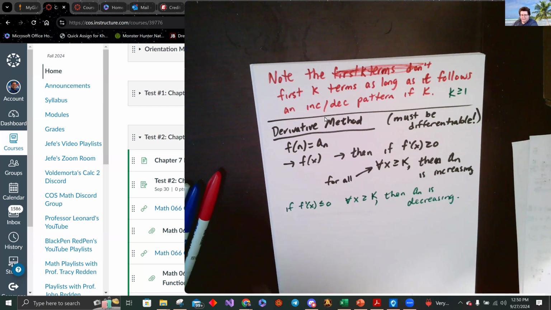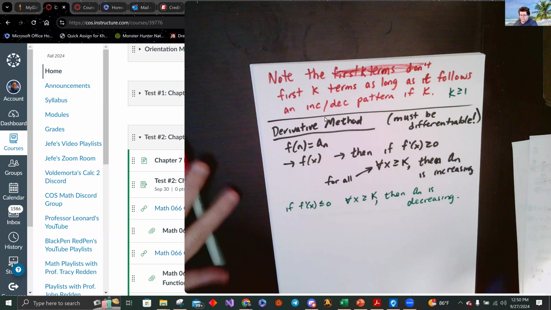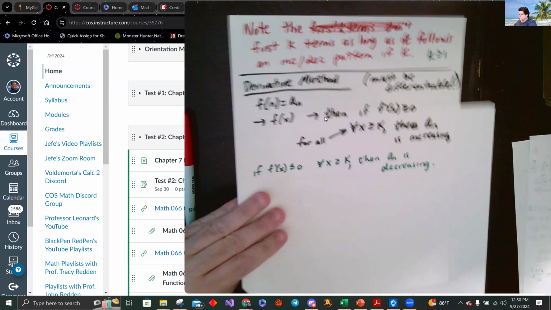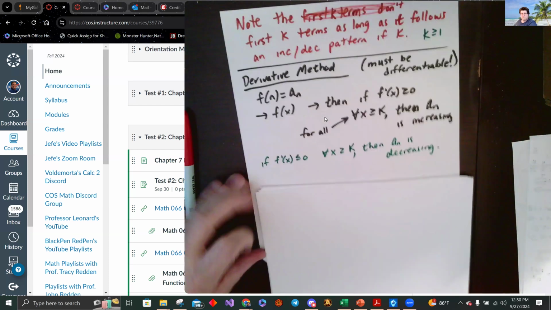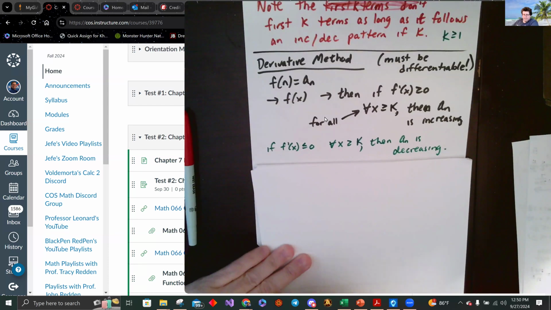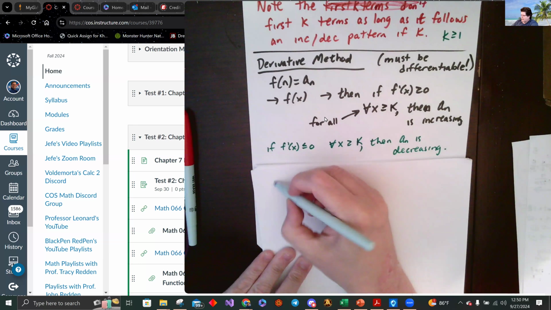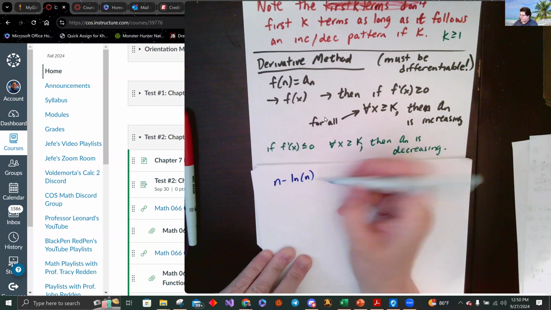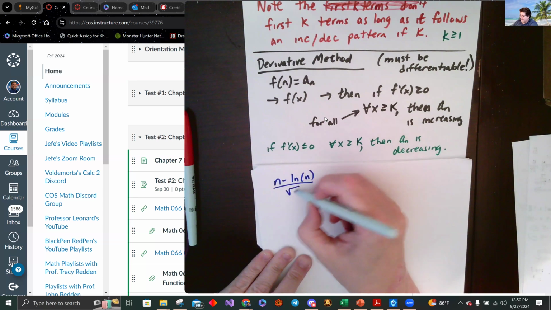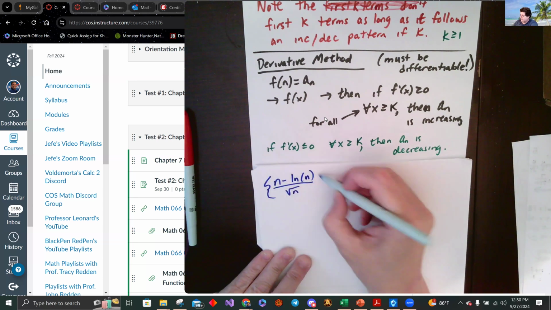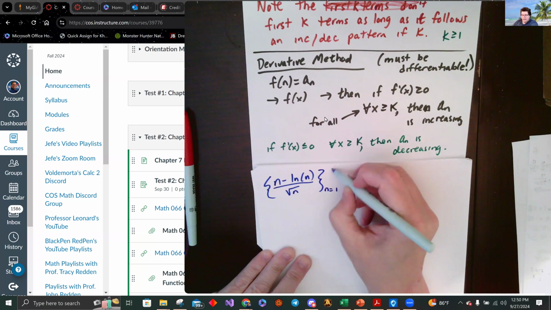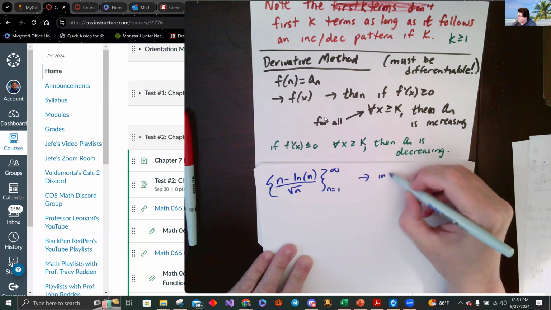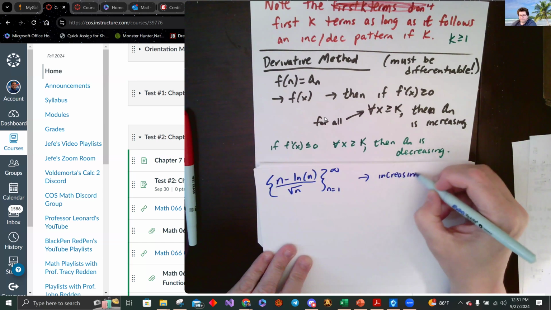So let's take a look at an example. And I'm going to use another page because this might take some room. Let's go with n minus the natural log of n over square root of n. That's our sequence. And we want to show that it's increasing.